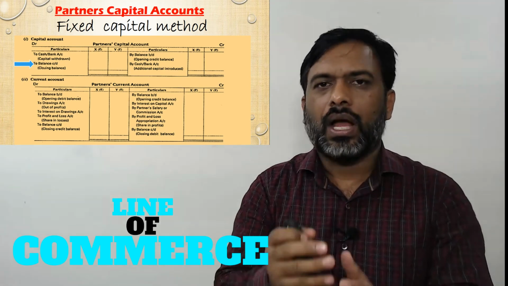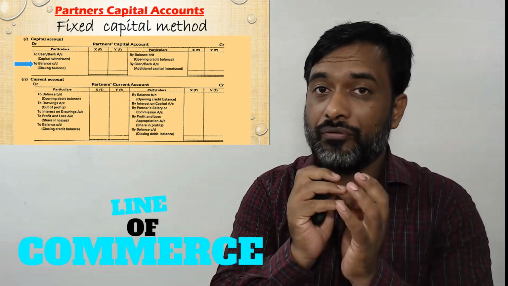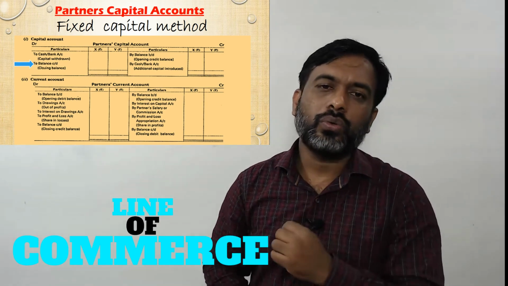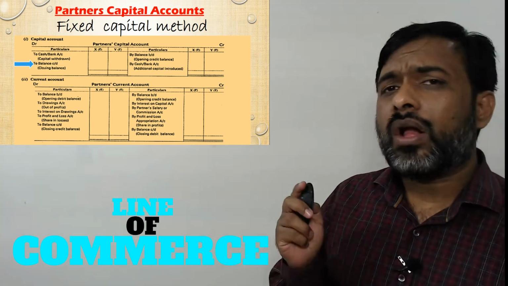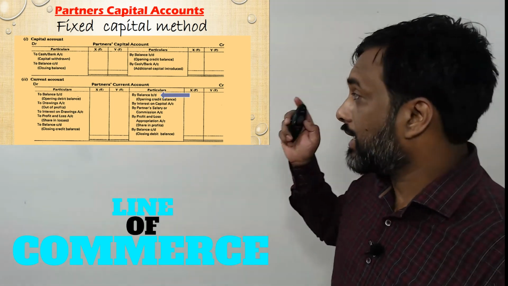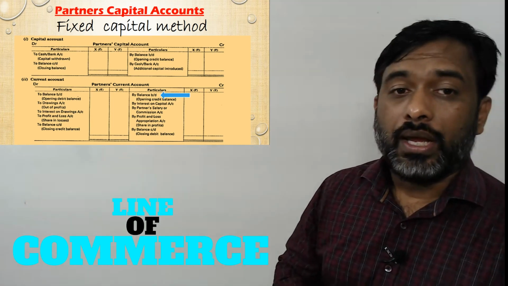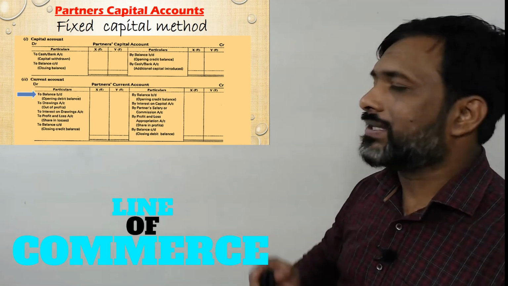So only these items come in the capital account when capitals are fixed. Now let us go to the partner's current account. The current account also has an opening balance. If it is a credit opening balance, write it as by balance b/d. In case it is a debit opening balance, write it as to balance b/d.